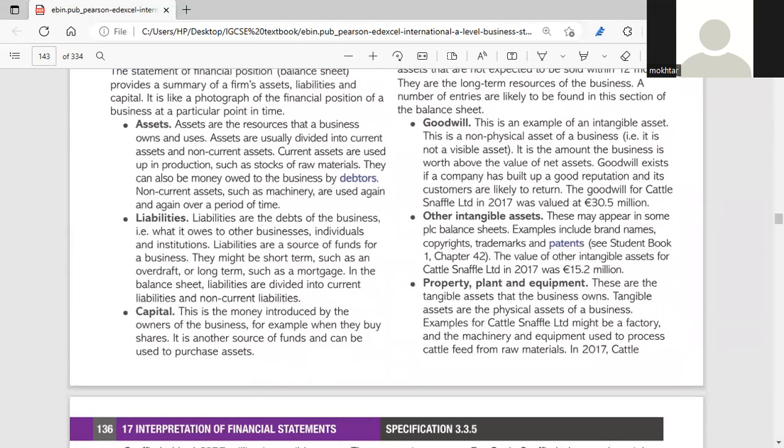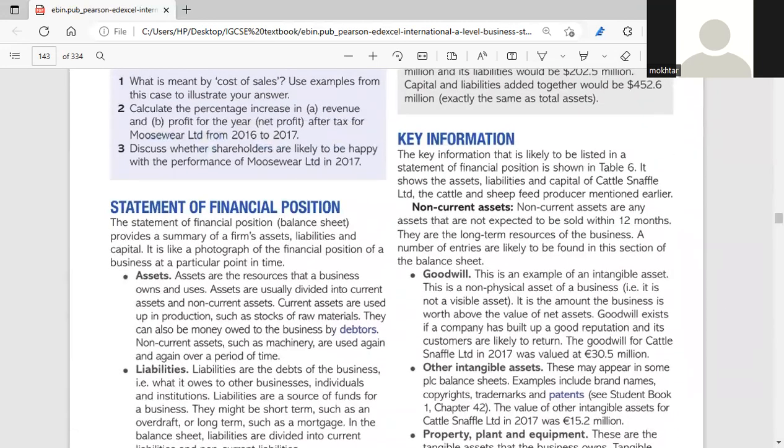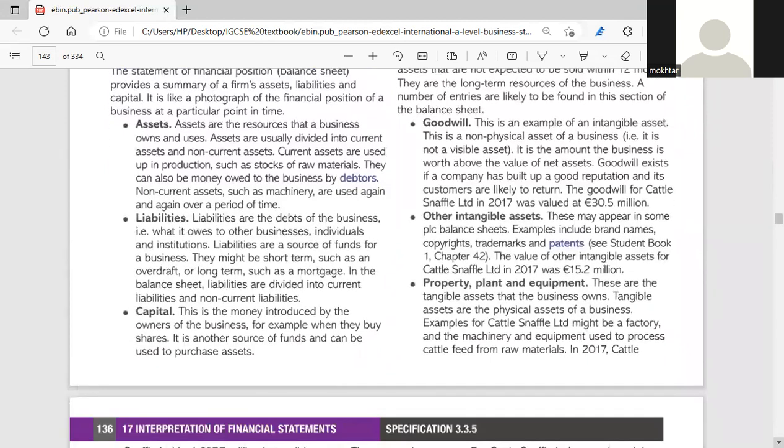For the statement of financial position, we're talking about the balance sheet of the firm, of the company. That's the assets, the liabilities, and the capital. The assets are the resources that the business owns and uses. Assets are usually divided into current assets and fixed assets. So whatever resources the business owns and is using, we call assets.